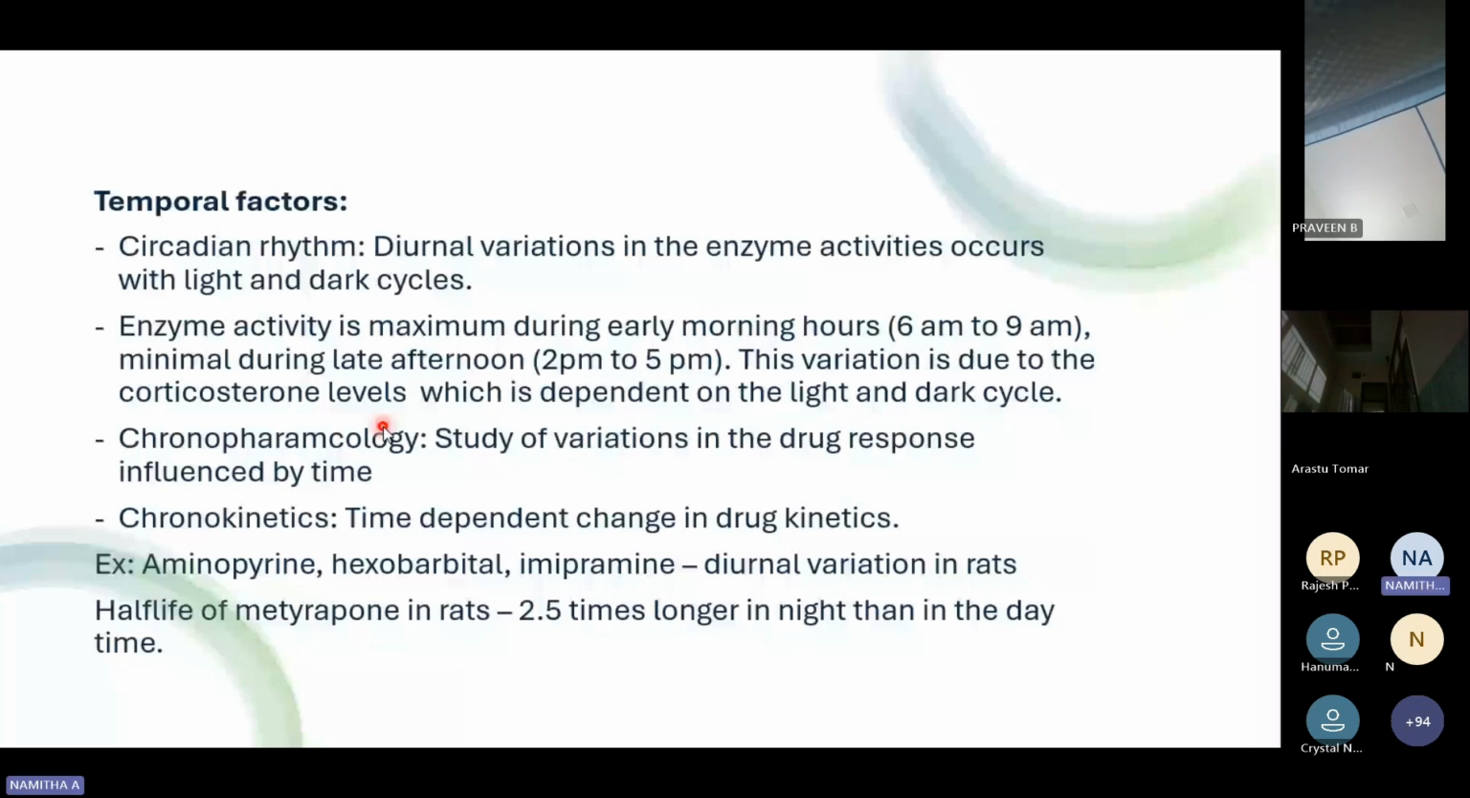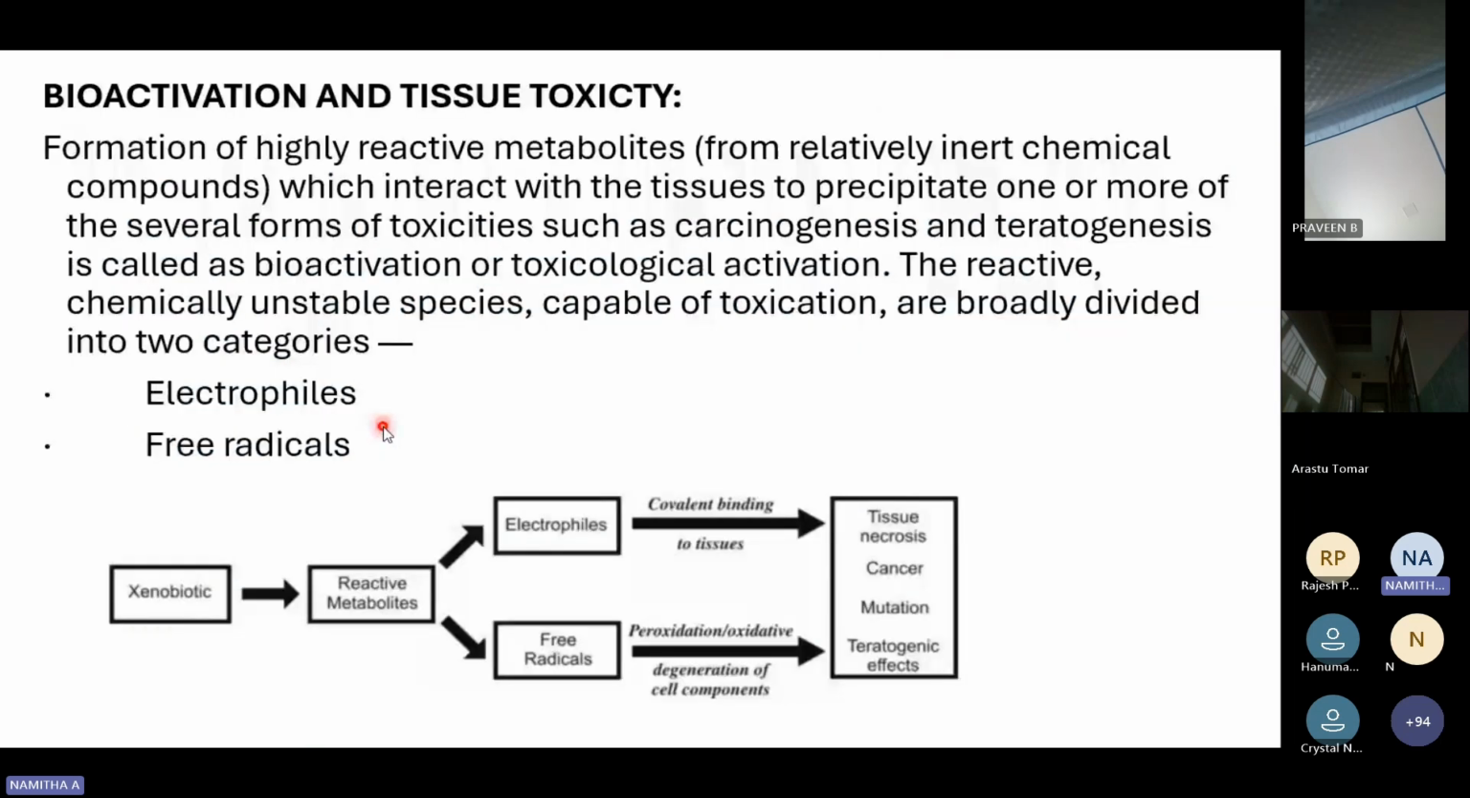With all this biotransformation, this leads to bioactivation and toxicity apart from drug elimination. So, formation of highly reactive metabolites from relatively inert chemical compounds, which interact with the tissue to precipitate one or more of the several forms of toxicity such as carcinogenesis and teratogenesis. This is called bioactivation or toxicological activation.